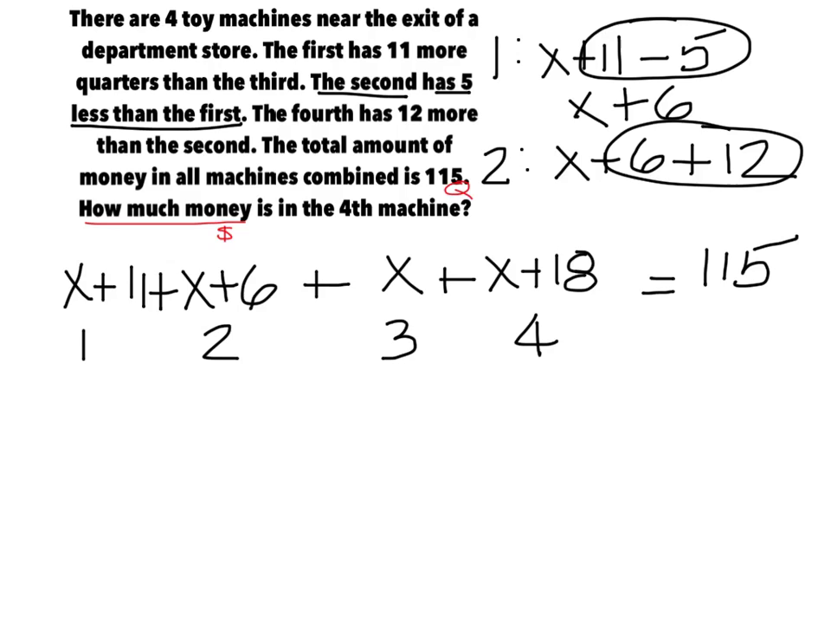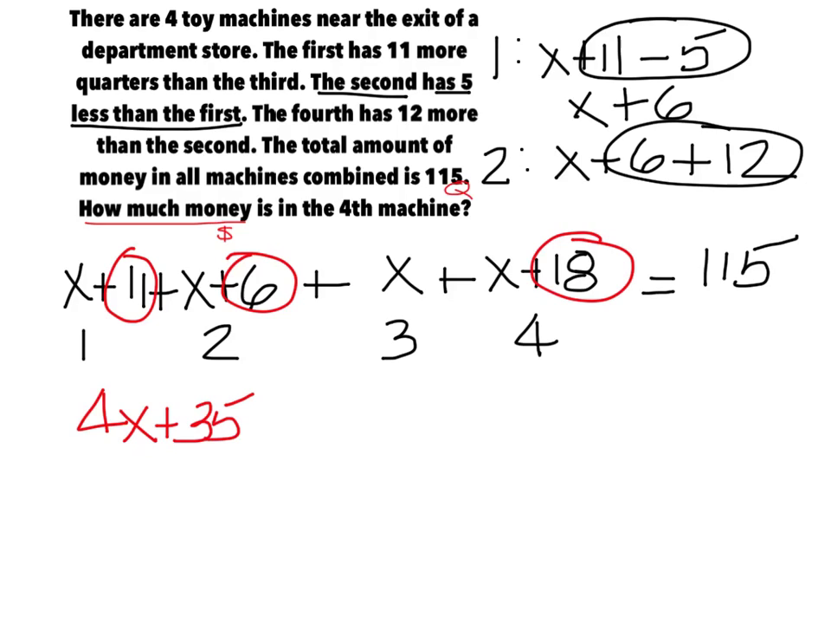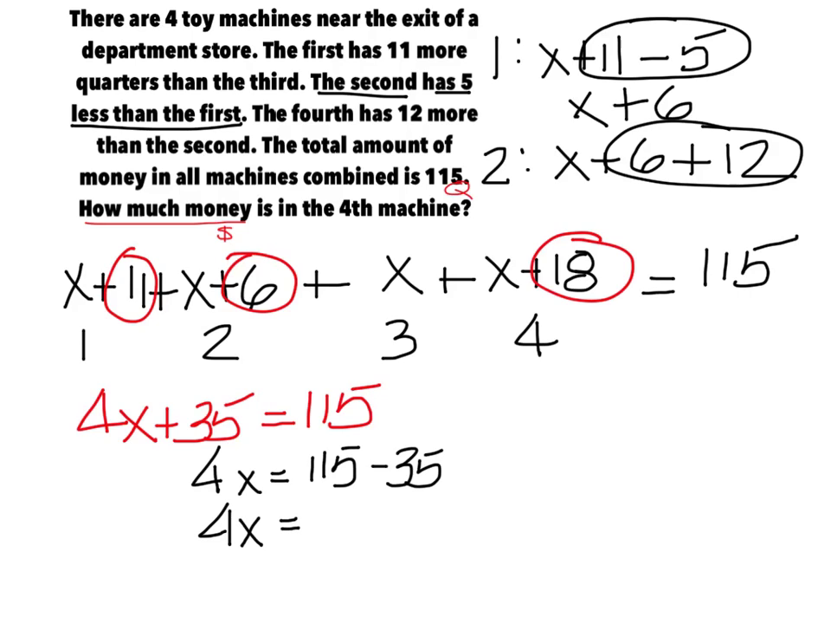How many X's do I have in the problem? 4. What is 11 plus 6? 17 plus 18. 35. That's where the 35 comes from, are the red circles. What do I do with this plus 35? Subtract it from 115. What is 115 minus 35? It's 80. What do I do to 80? Divide it by what? 4 to get what?